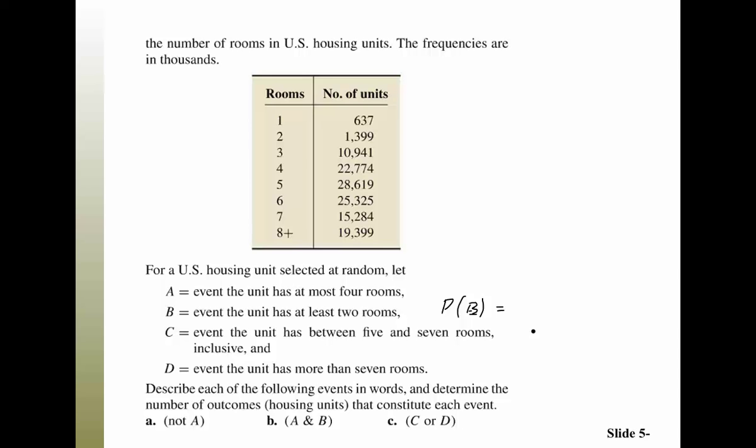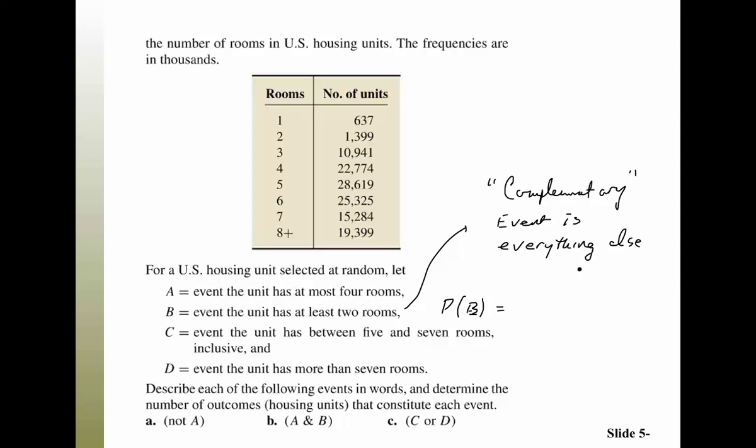Is there an easier way to do it? She says yes. How would you do it? The total minus 637 on top. Okay. So what's called the complement of this? The complement is everything else. So what is everything else with respect to event B? If it's not at least 2, then what is it? 1. So the complement of B, so not B, is the same as 1 room, right? Yes. 1 room only.